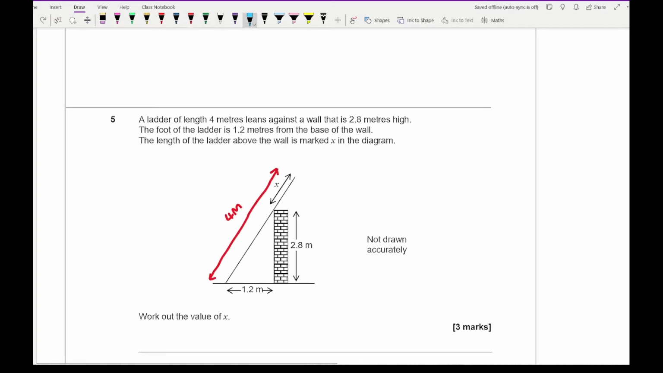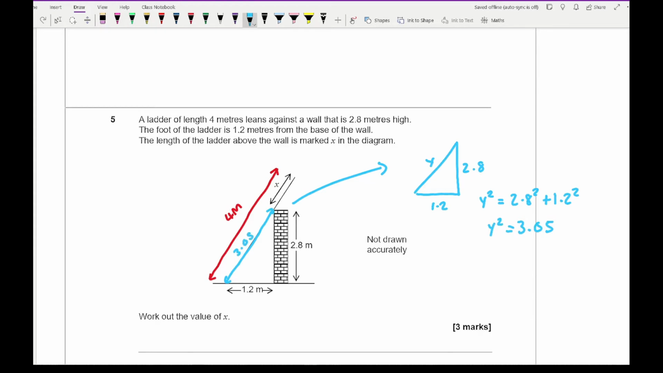Now for this, I need to work out what this length here is. So if I take that triangle out of the question, do a very poor triangle, so that's 2.8, that's 1.2, and this is what we're going to call y because we've already used x. Now with this, I've got y squared equals 2.8 squared plus 1.2 squared, so y squared is going to equal 9.28, so y is 3.05.